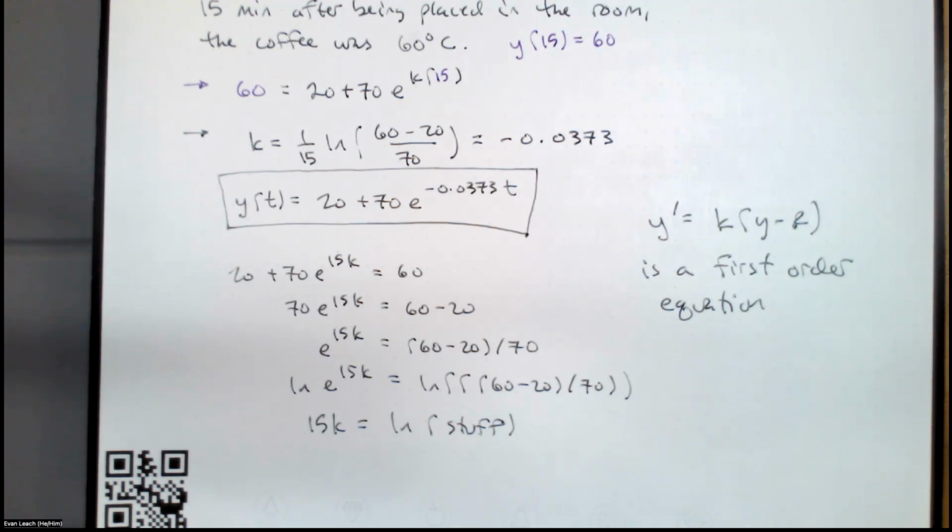The difference between y prime equals k times y minus r is a first order equation, lowercase, not from Star Wars.